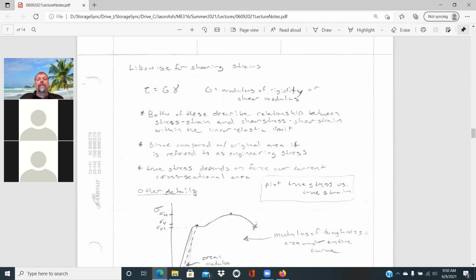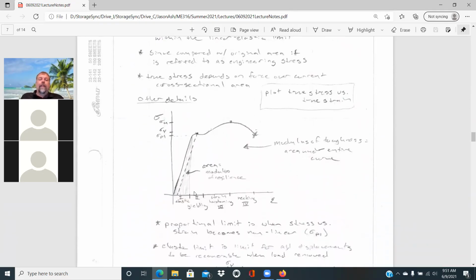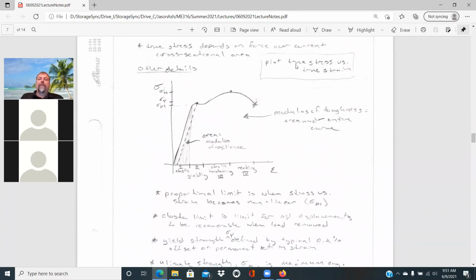Again, it's referred to as the engineering stress, since it's related to that original cross-sectional area or original length. And then true stress depends on the force over the current cross-sectional area. And so you see my notes that I usually do in class. I'll usually just plot the true stress versus true strain, but that just keeps increasing until it fails. And again, since we're dealing with mainly this lower portion, we're generally not concerned with true stress, true strain.